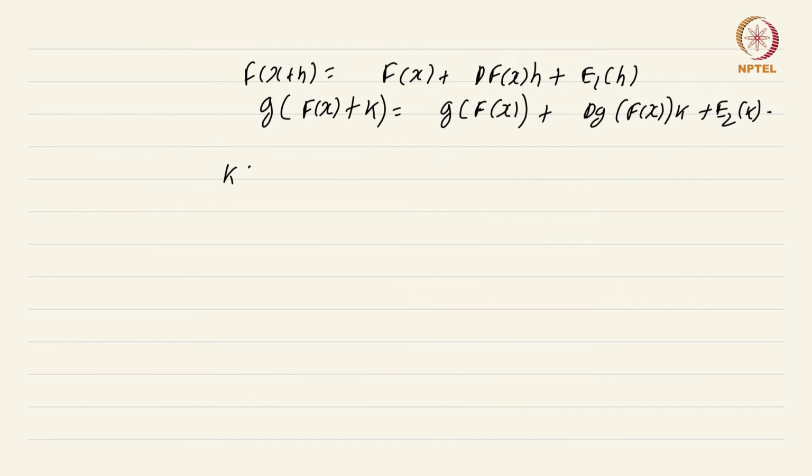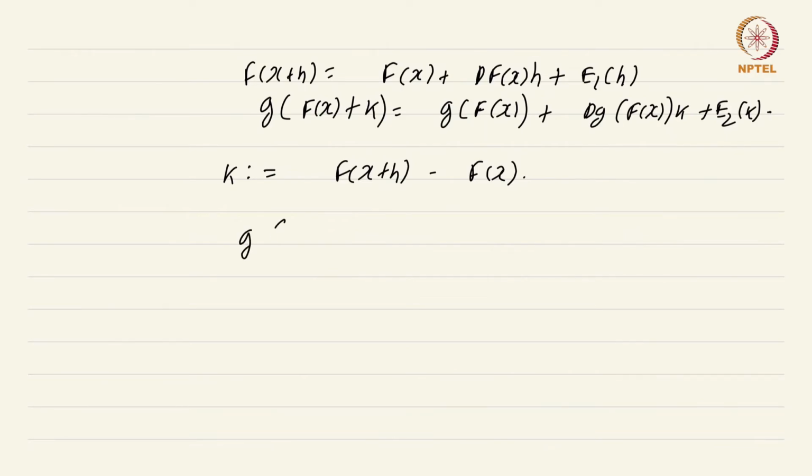Okay, now we are going to set k to be nothing but f(x+h) minus f(x). As usual in most proofs of chain rule, we have to do something like this, and we have to compute what g(f(x+h)) minus g(f(x)) is to get what we need.